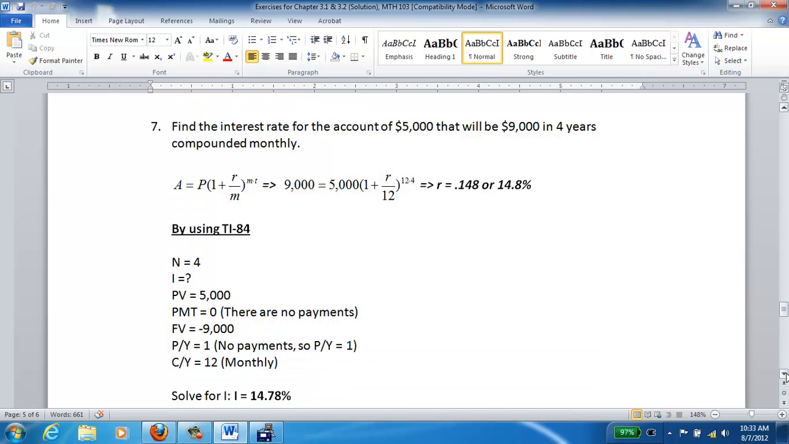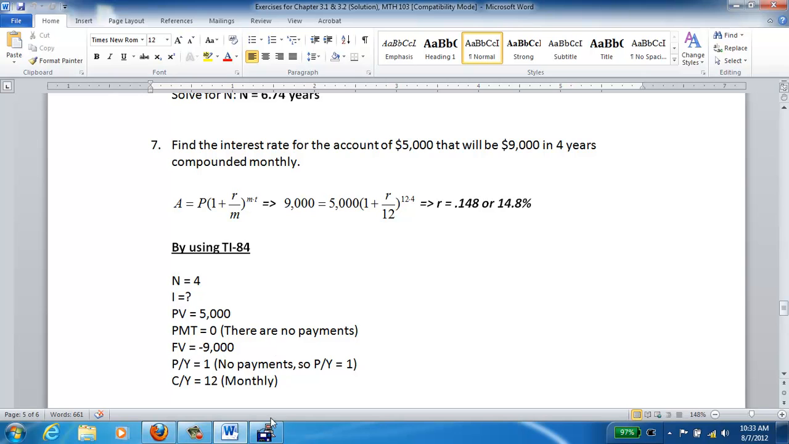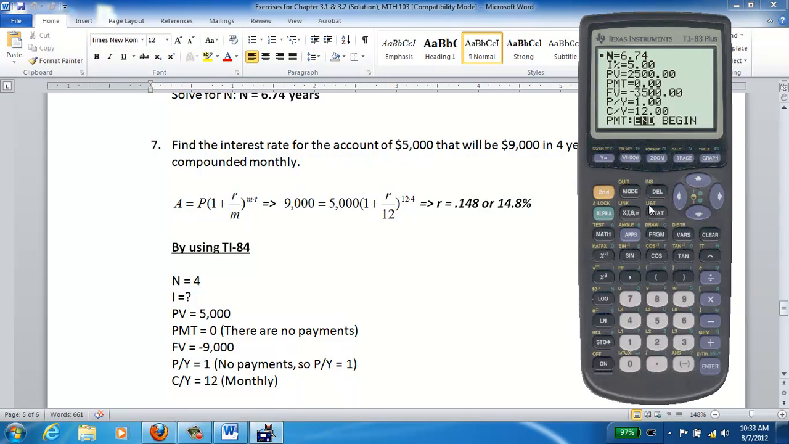Problem number 7. In this case, the unknown is going to be the interest rate. So we know everything else. So the N will be 4. The interest rate is the unknown. Present value is 5,000. Future value, again, don't forget to put a negative sign. For a negative sign, you have to use the one in the parenthesis. So negative 9,000.